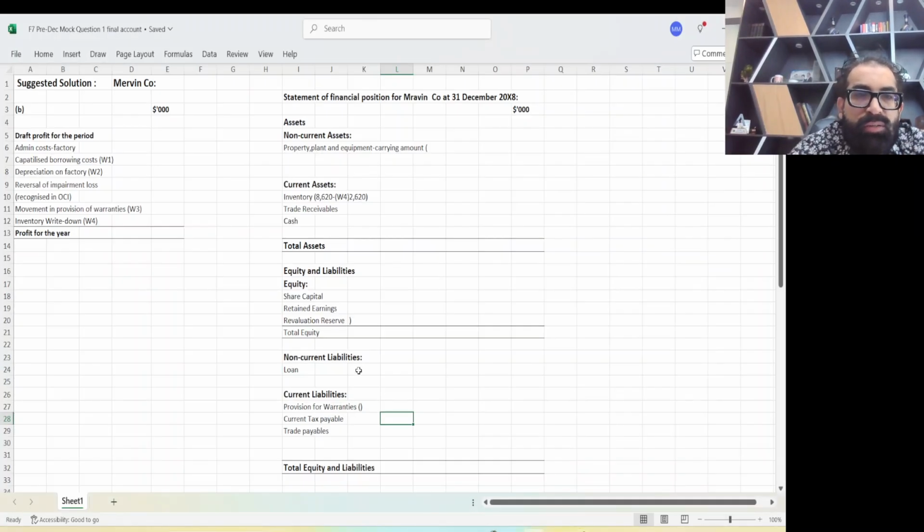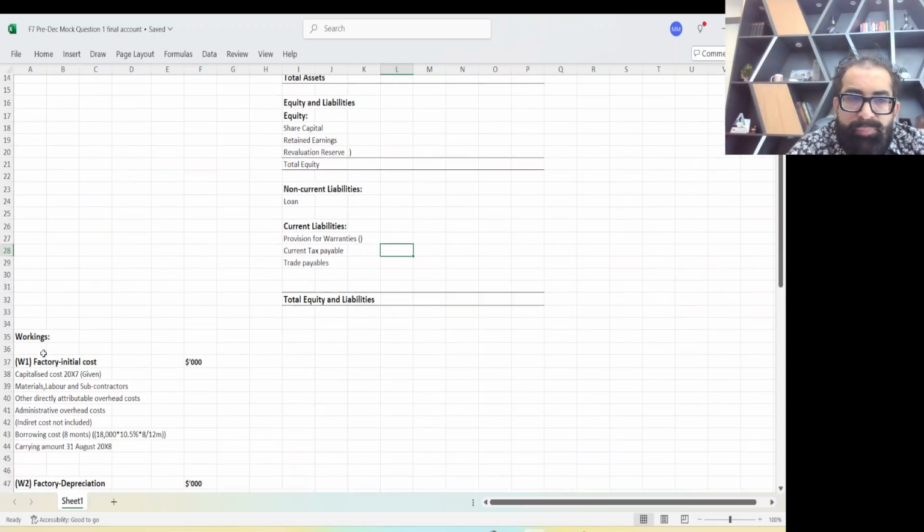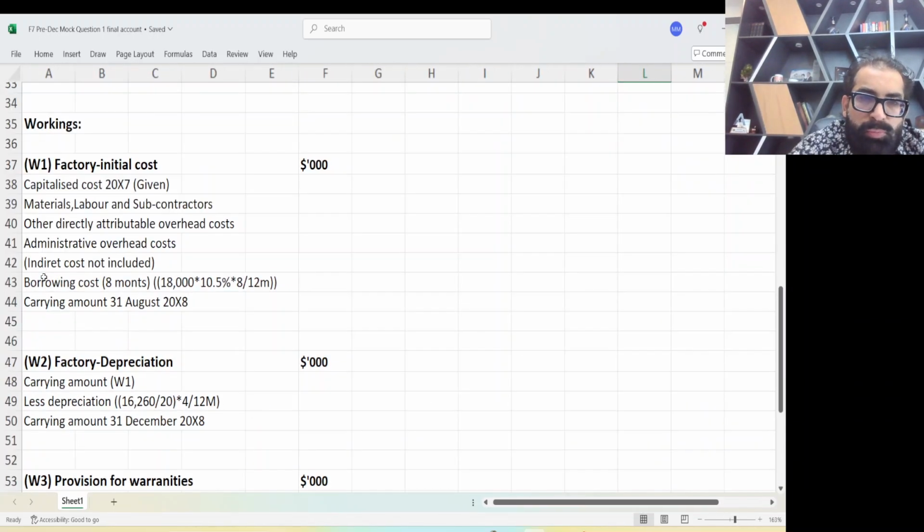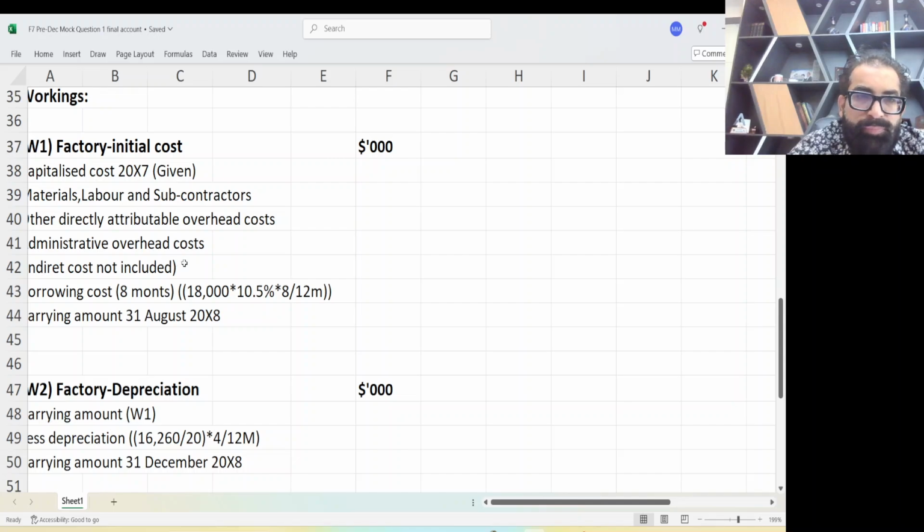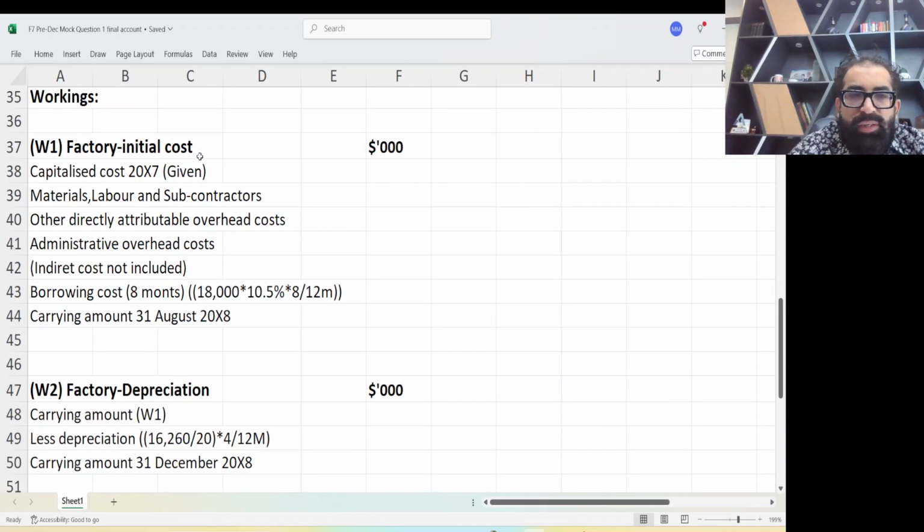Okay. So this is the Excel file. Definitely, just to save our time, I have already written the headings. Now first let me do the workings for you. So first thing is factory. Already capitalized development cost was 8,000, you know. Then the material, labor and subcontractor cost during the year was 5,000.